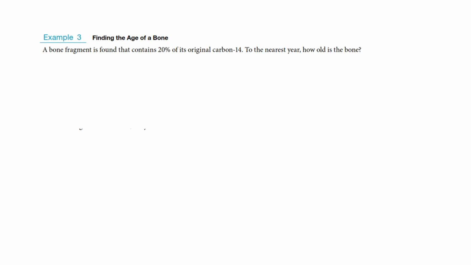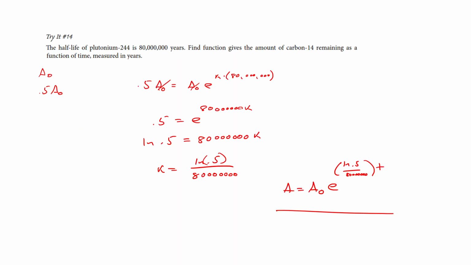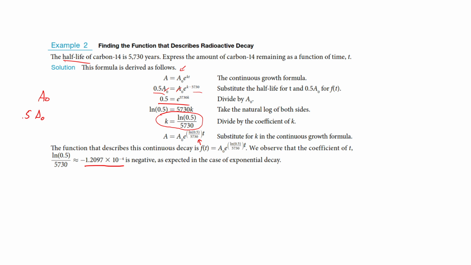Okay, they're doing something clever here. Well, let me show you and then just kind of show you where it comes from. So a bone fragment, what they're talking about here is they're carbon-14 dating the age of a bone. So that's going to require the decay of carbon. Well, we've already found that. We know the decay of carbon is this number right here.